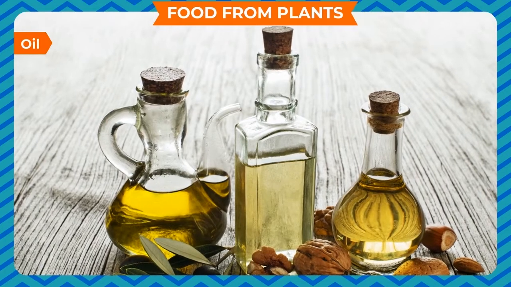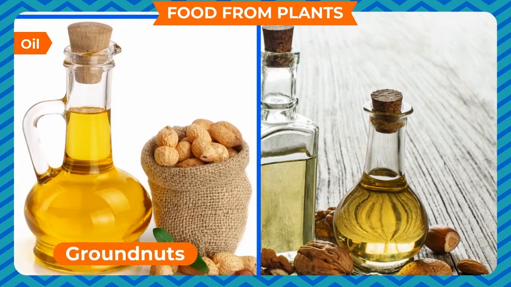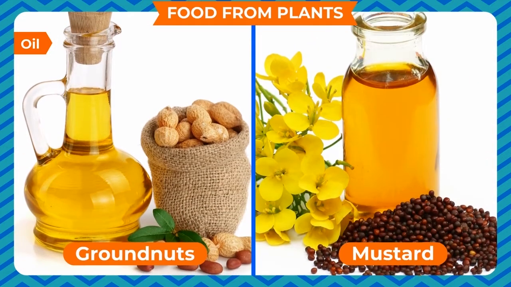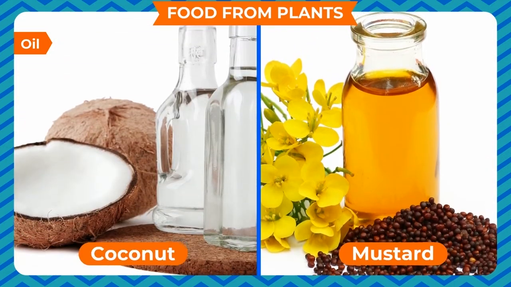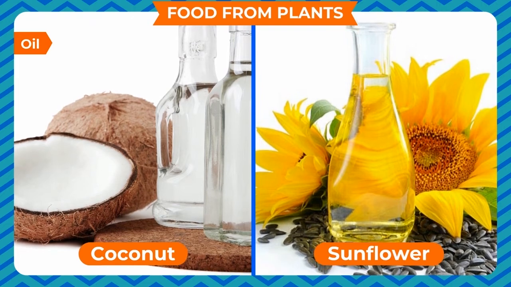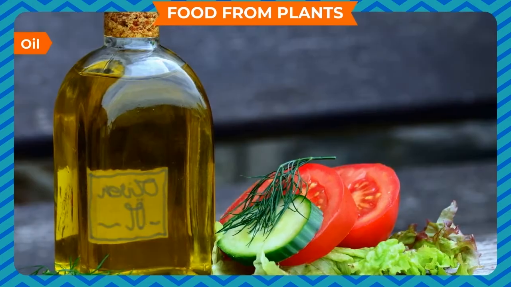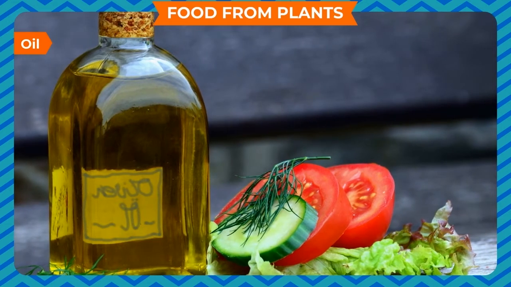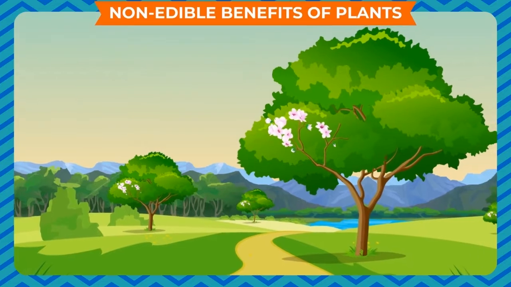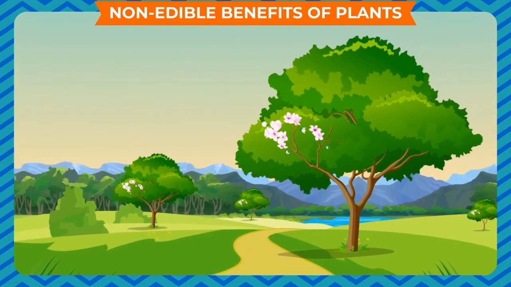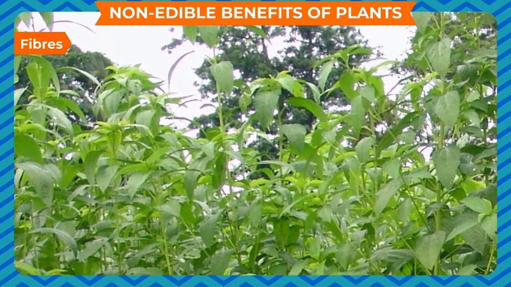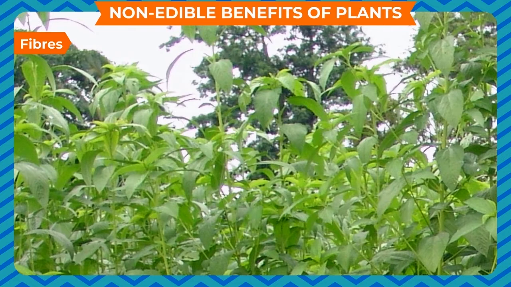Oil. The seeds of some plants, such as groundnut, mustard, coconut, sunflower, etc., give us oil. Oil is used as a medium for cooking. Non-edible benefits of plants. Fibers. Plants give fibers that are used to make clothes.